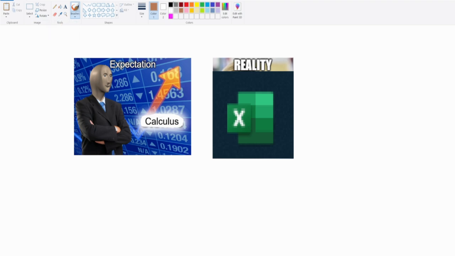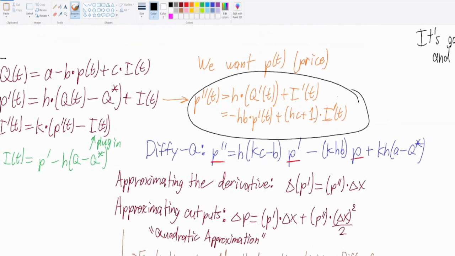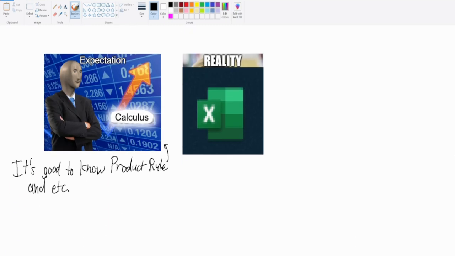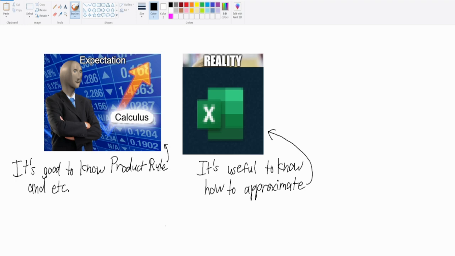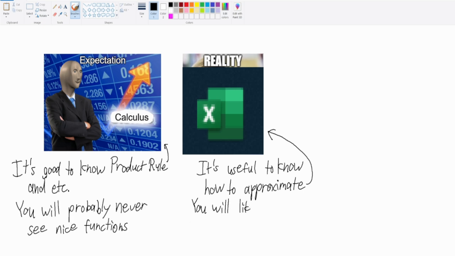They run the world, you'll probably be working with them all the time, and you will probably never be taught anything about them in a business calculus class. Which is a real shame, because yes, it is important to know product rule and other derivative rules. After all, we saw that in that second order example that we did. But it's also important to know how to approximate solutions in Excel or other programs, because the world is complicated. You'll likely never see nice functions anywhere, but you are likely to see nice relationships between quantities and their changes.